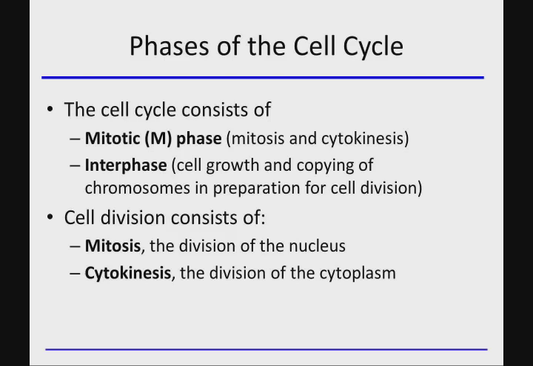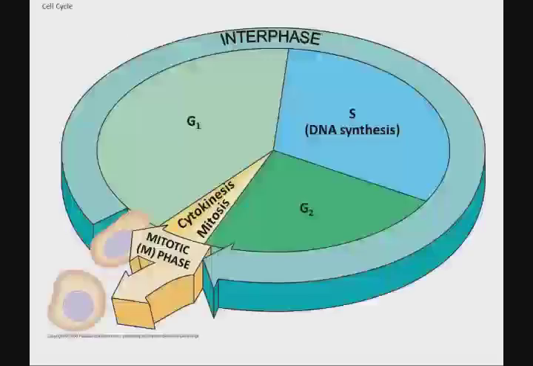So let's talk about the eukaryotic cell cycle. We had already mentioned that the cell cycle can be broken down into a number of phases: the M phase, the mitotic phase, and interphase, where the cell is growing and copying its chromosomes in preparation for dividing. So mitosis and cytokinesis are going to be the most active components of the cell cycle with regard to what we can actually see under a light microscope.